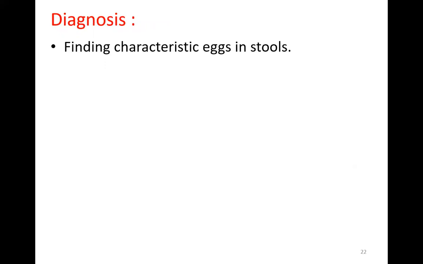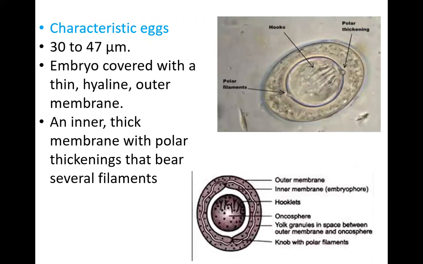How can this parasite be diagnosed? The parasite is diagnosed by finding characteristic eggs in the stools. And how are characteristic eggs seen? This is a picture of the characteristic egg of Hymenolepis nana. It is 30 to 47 microns in diameter. The embryo is covered with a thin hyaline outer membrane.